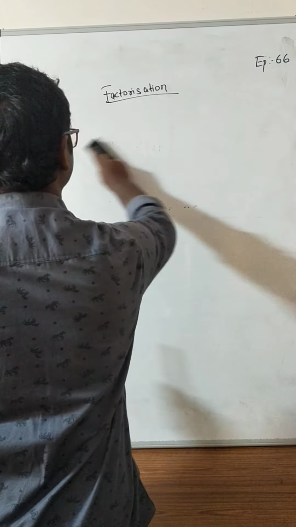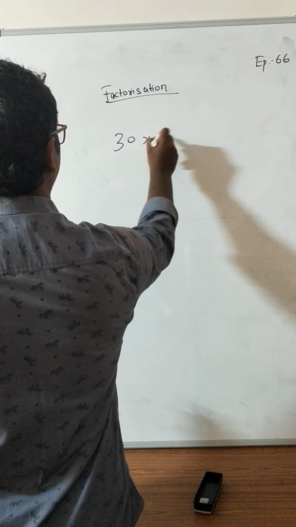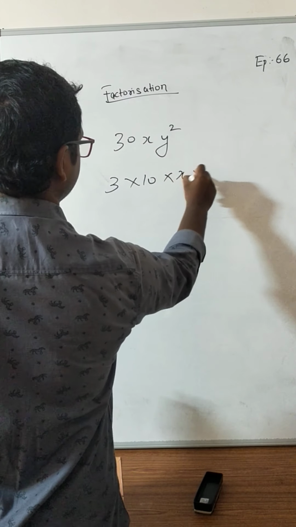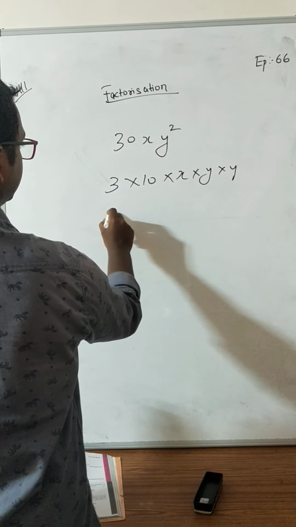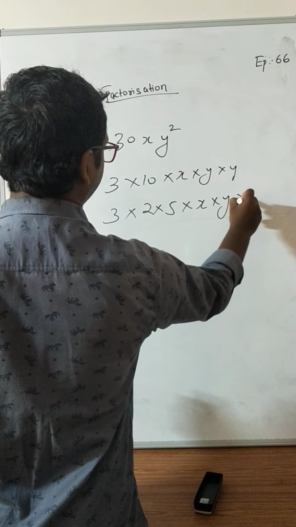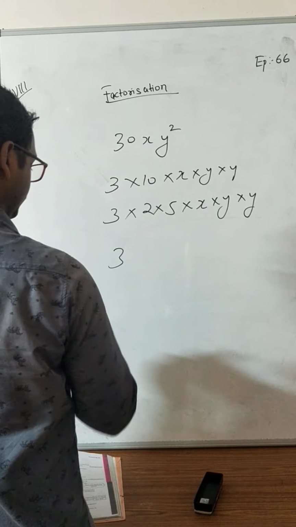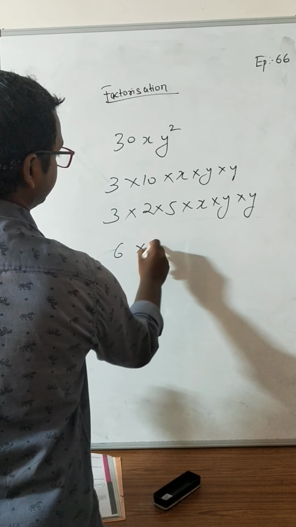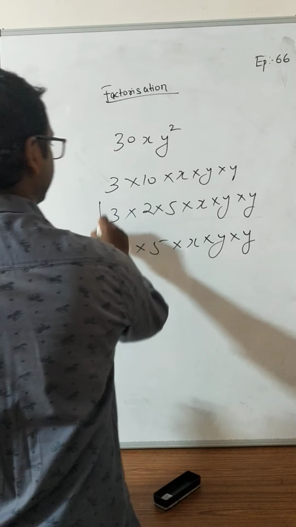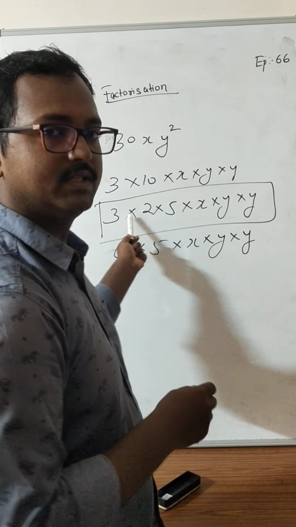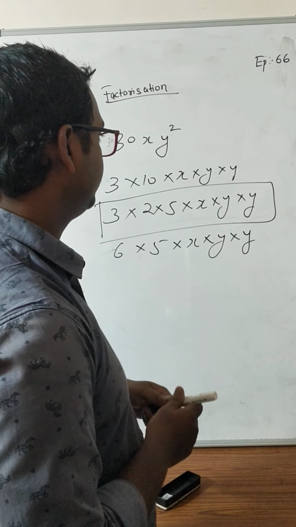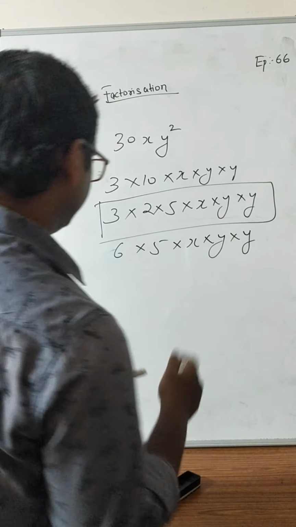Now see one more number, 30xy square. 30 can be written as 3 into 10 into x into y, or 30 can be written as 3 into 2 into 5 into x into y, or it can be written as 6 into 5 into x into y. So the best one is the one which includes all the prime factors, the second one. We will be using the second one in our calculation part. We will not use the first one or the third one. I will tell you the reasons later.